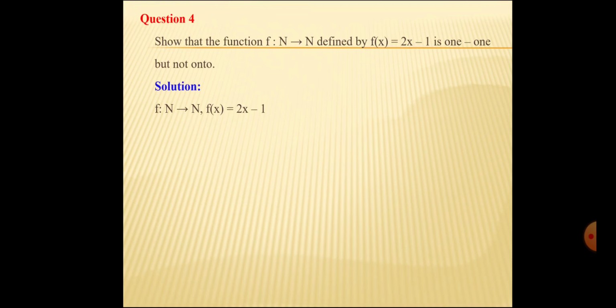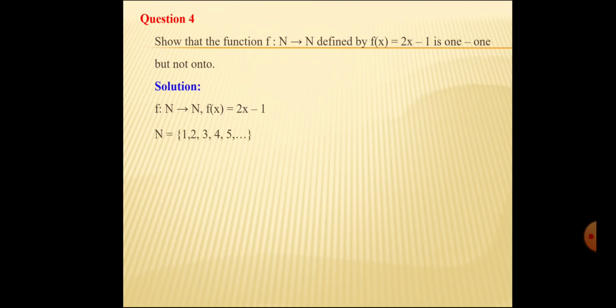Okay, we will see. First you write the given: f from N to N, f of x equal to 2x minus 1. You want to substitute a few numbers in x. Which numbers do we substitute? Here you see N to N. So first N, N means natural numbers. The numbers start from 1, 2, 3, 4, etc. So you want to substitute here 1.